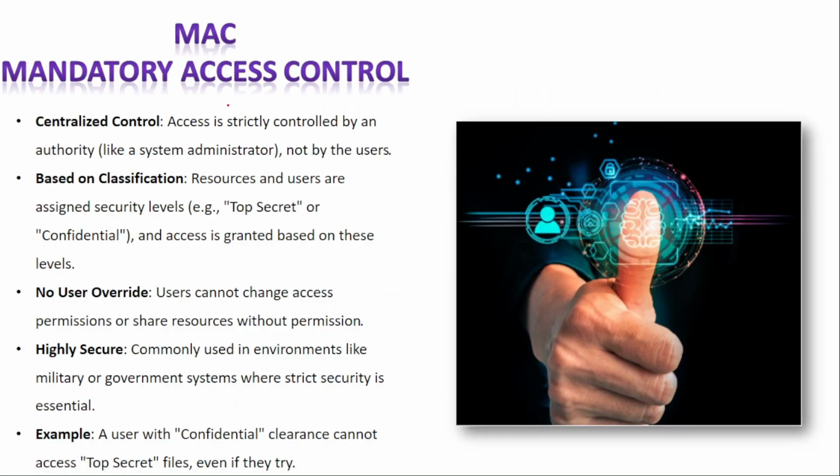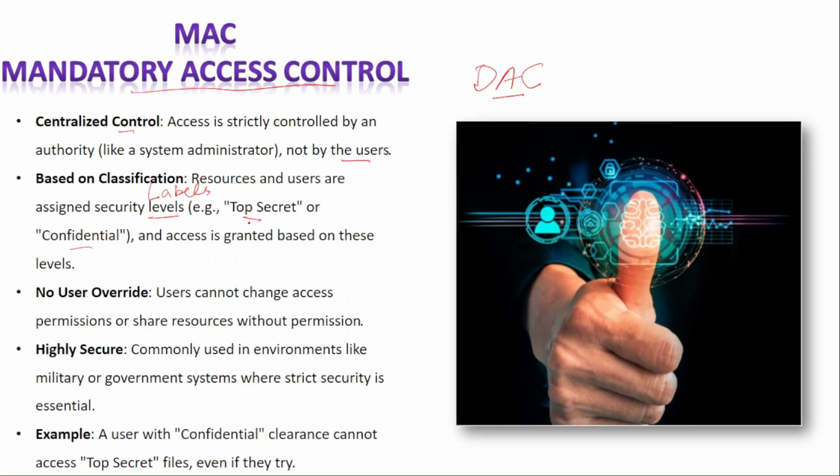Next one is the MAC, that is mandatory access control. So the mandatory access control has a centralized control. Access is strictly controlled by an authority like a system administrator, not by users. So as against DAC, it is not at the discretion of the user, rather it is controlled centrally based on classification. So resources and users are assigned security levels, or you can also say labels, such as top secret, confidential, secret, and access is granted based on these levels.